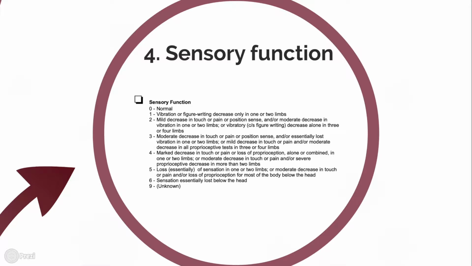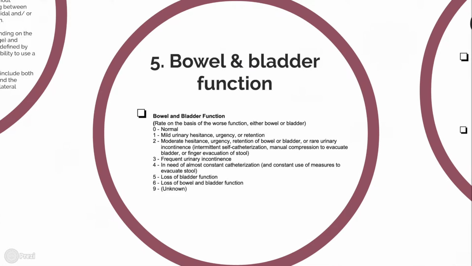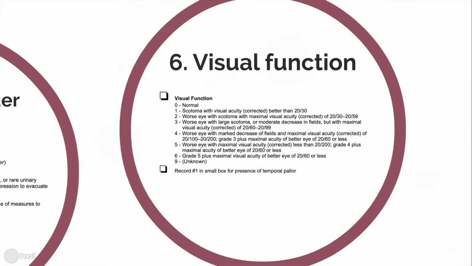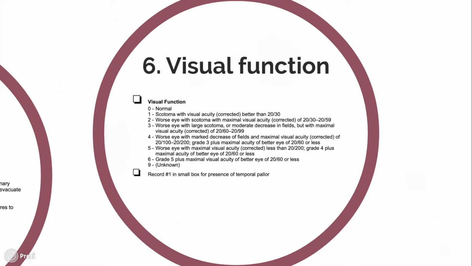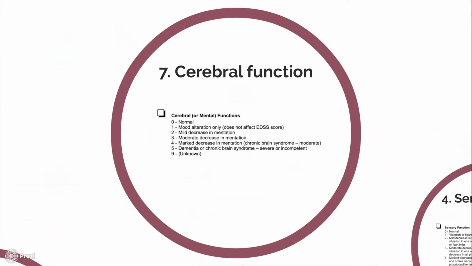Sensory function is assessed through sensory testing of each limb. Presence and severity of sensory loss in multiple limbs designates higher scores. Bowel and bladder function is assessed through hesitancy, urgency, retention, and incontinence. Visual function is assessed for the presence of scotomas, visual acuity, and decrease in fields. Cerebral function is assessed for mood alteration, decreases in mentation, and the severity of chronic brain syndrome and dementia.